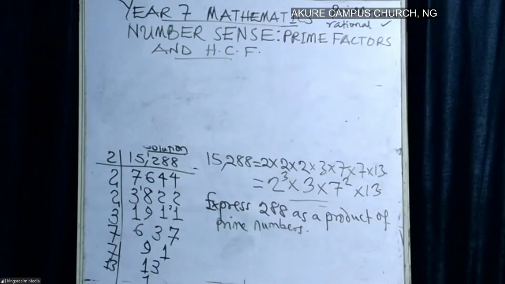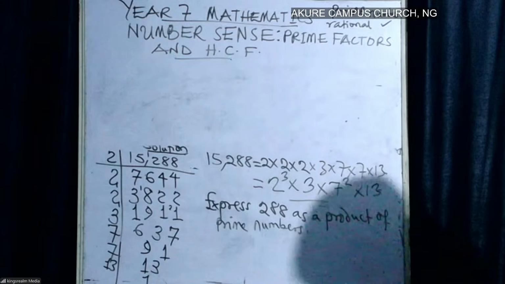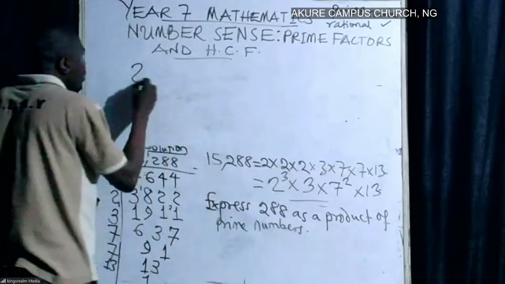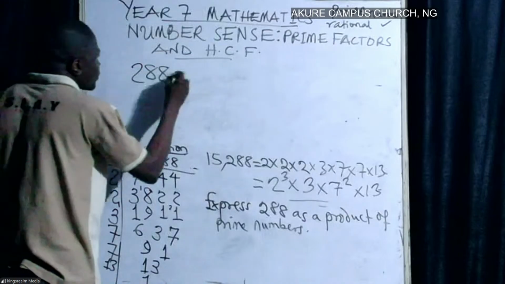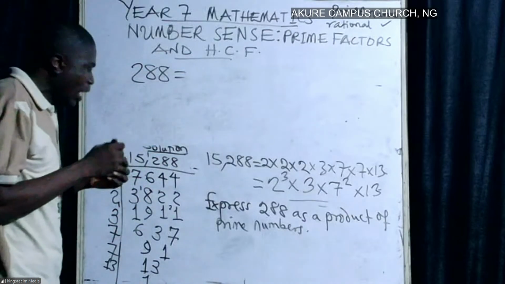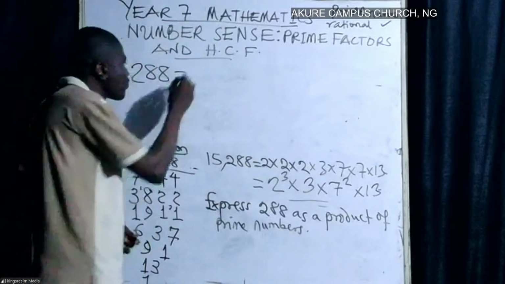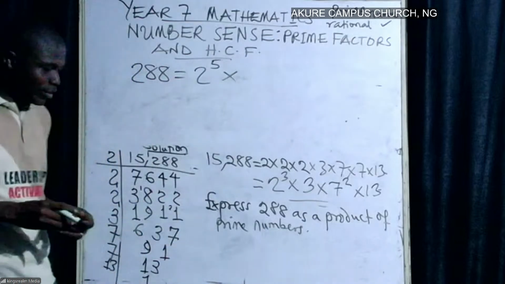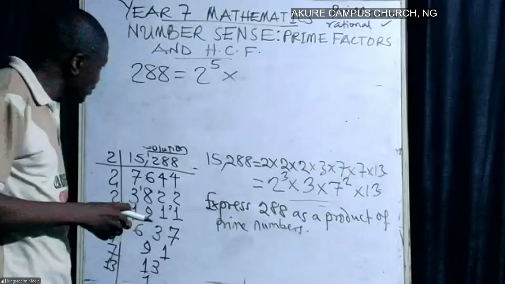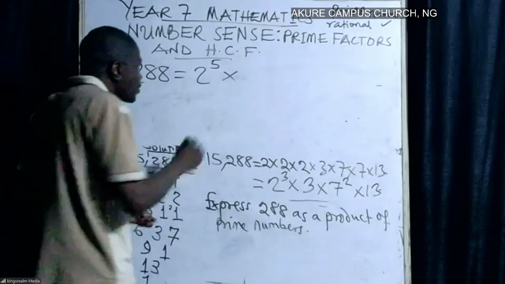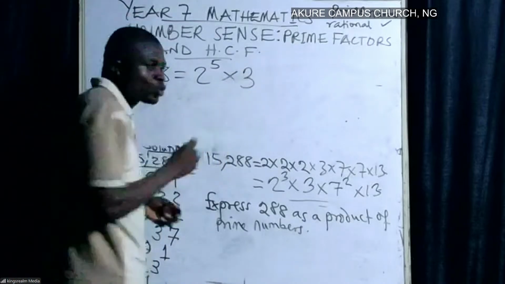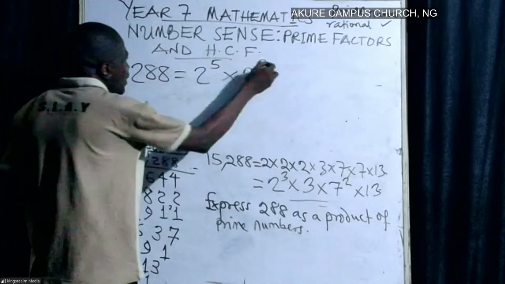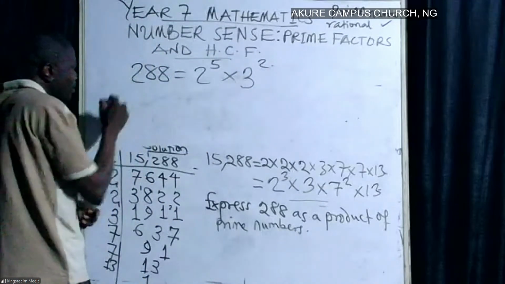Sir, the answer is 2 raised to power 5 times 3 raised to power 2. 288. So you said the answer is 2 raised to power 5, Abi? Yes, sir. Times what? 3 raised to power 2. 3 raised to power 2, Abi? Yes, sir. Okay, let's confirm whether you are right.